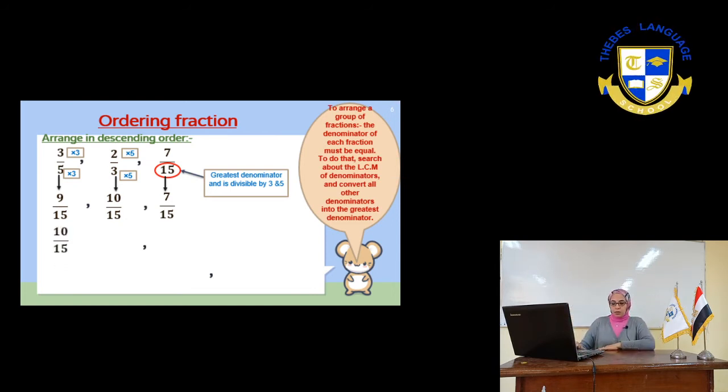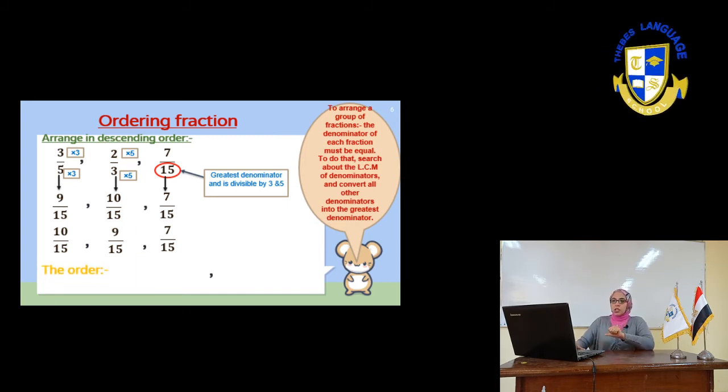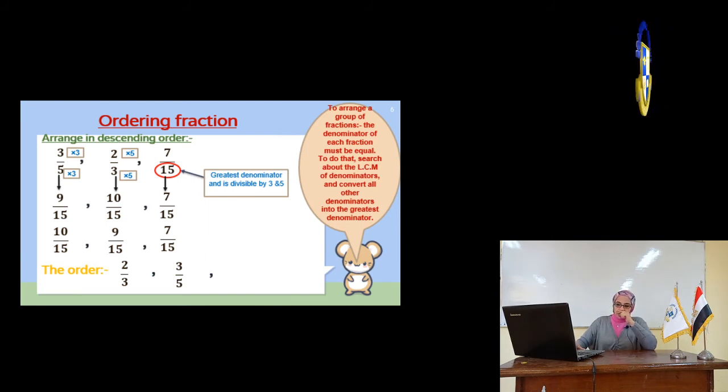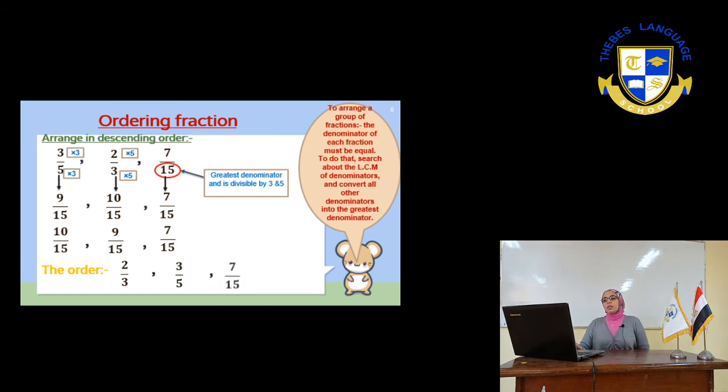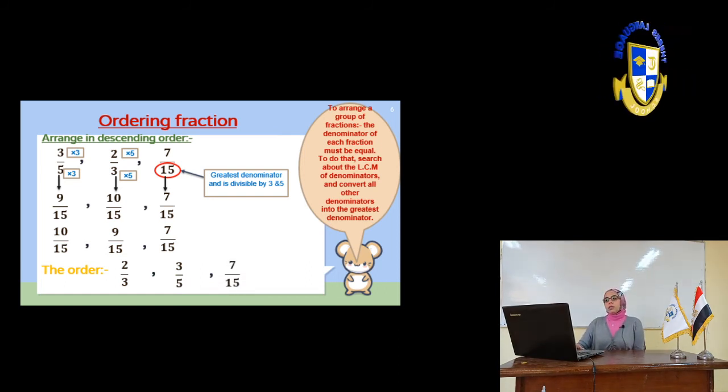So, what is the first fraction? It will be 10 over 15. And then 9 over 15. The last one will be 7 over 15. We must write them in their original form. So 10 over 15 was, in the original question, 2 over 3. So we'll write 2 over 3 at first. 9 over 15, what is the original fraction? 3 over 5. We'll write 3 over 5. And last, 7 over 15. This is the descending order of these fractions.